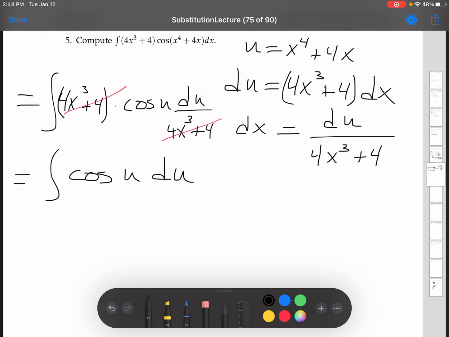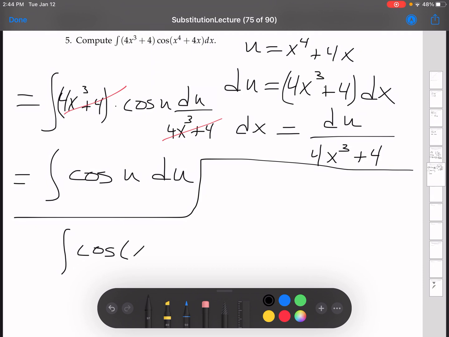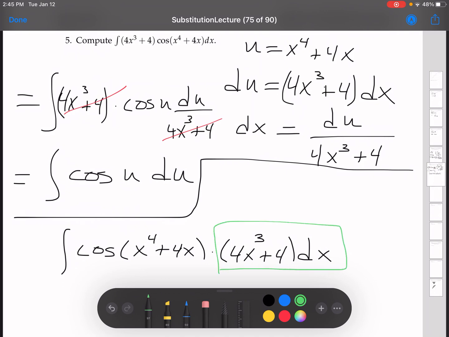All right, so I'll finish the problem in just a second here, but let's look at this now. We could write this as cosine of x to the fourth plus 4x times 4x cubed plus 4 dx. Now see, look at this right here. This right here is exactly that right there, right? So this is really just du. And we have a u here.